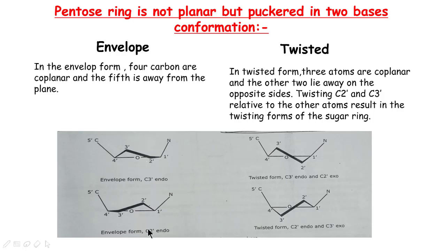You can see the envelope forms are C3' endo and C2' endo. You can see 1, 2, 3, 4, 5, right? The 3rd carbon is out of the plane, therefore it is known as the envelope form of C3 endo. In the second diagram, you can see the envelope form is C2 endo because the C2' is out of the plane. In twisted form, one is the C2' carbon and the C3 carbon is out of the plane. Therefore, the C3 is endo, but the C2 is exo. Okay. In the twisted form, C2' endo and C3 exo. Endo means from inside, interior, and exo means outside the plane, right? They are in opposite directions. Therefore, to discriminate between them, we name them endo or exo.